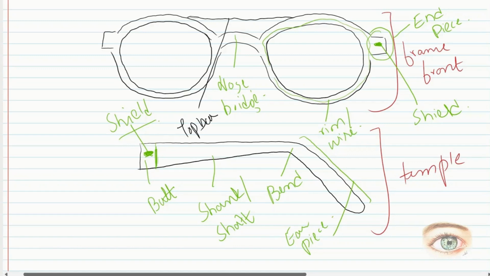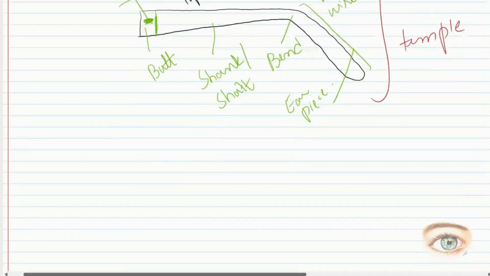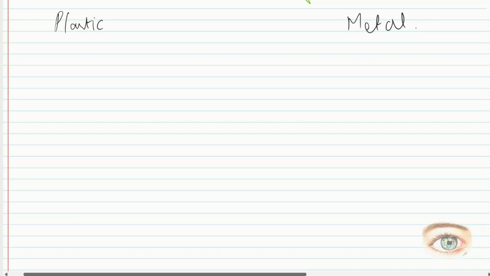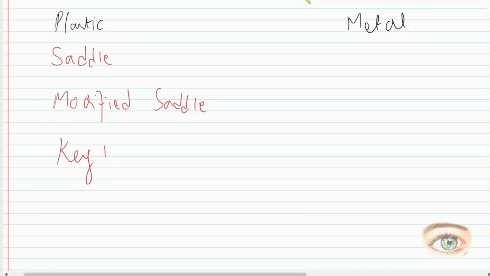Now, let's talk about different types of nose bridges and different types of frame materials. We have two major types of frame materials, plastic and metal. Now, we have three major types of nose bridges in plastic materials: saddle, modified saddle, and keyhole. And in metal, we have saddle and nose pad.